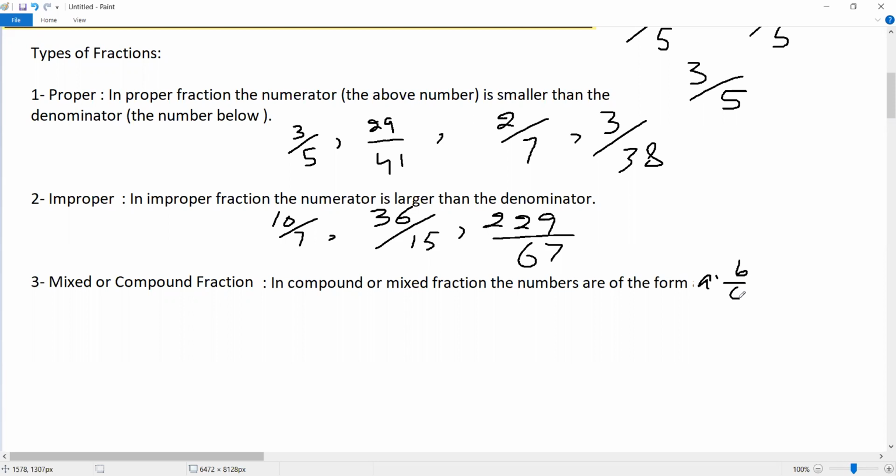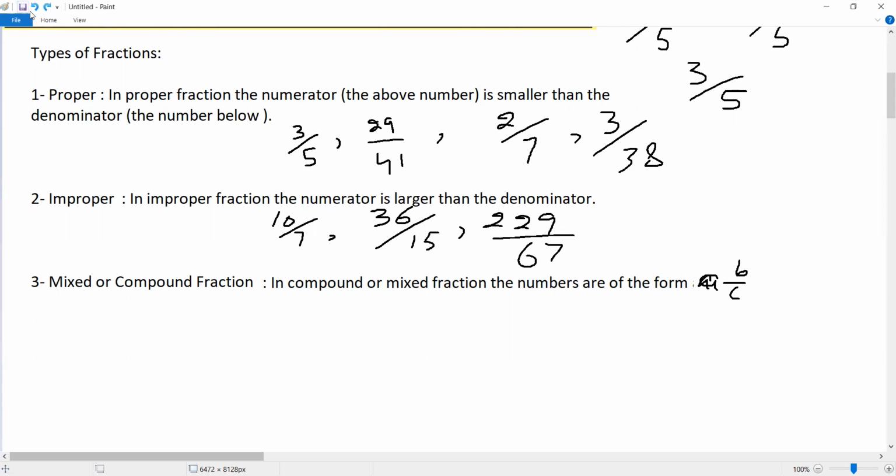Basically, a is written along this, and if you convert this back into the improper fraction, basically, multiply a and c, then add b to it. That gives you the result in the form of improper fraction. We will discuss it a little later. So over here, you just have to remember that the numbers that have this kind of form are called mixed or compound fraction.